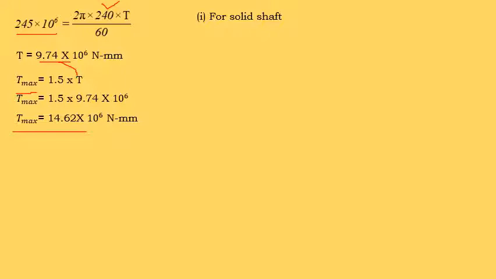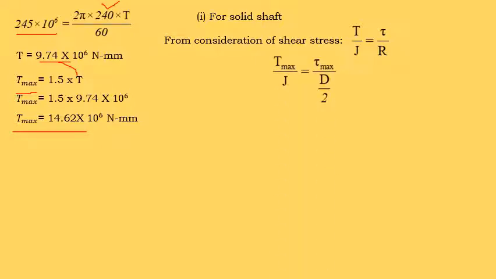Next, we are going to consider the two cases one by one. First one is a solid shaft. In case of solid shaft, first I'm going to consider the shear stress from the torque equation. T by J is equals to tau by R, and I'm not considering the mean torque value. We are considering the maximum torque value, T max by J is equals to the maximum shear stress divided by radius or diameter by 2.